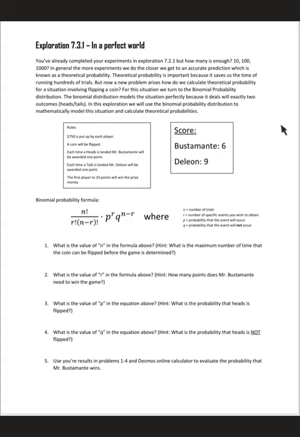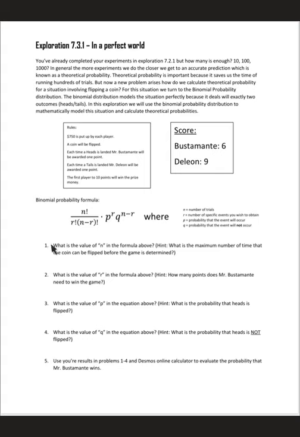We're going to look at the same situation here, but instead of doing experiments, we're going to use our binomial probability formula. This formula is ugly, it looks complicated, but it actually calculates probabilities for us. It looks really hard, but I give you what each of these variables represent. So n is the number of trials, r is the number of specific events that we want to obtain, p is the probability that that event will occur, and q is the probability that that event will not occur. Okay, so let's go ahead and get started here.